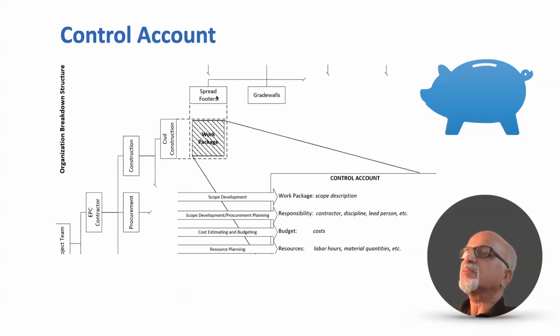So here we say spread footers work package will be done by civil construction. On one side we create the WBS, on the other side we create the organization breakdown structure, and then we link them. We allocate which work package will be done by which unit in the organization breakdown structure. Those linkages we establish, and at the same time, at a work package level, we define the budget. We call it a control account.